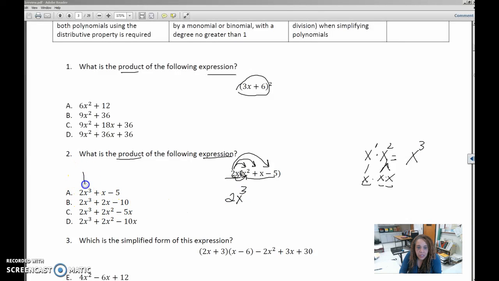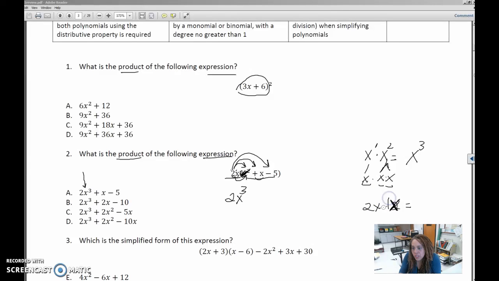Again, all my answers have that, so I'm going to keep going. Nothing I can't eliminate yet. And I'll come back here to 2x now. So we did that one. 2x times x. I'm sorry, this isn't x. Okay, 2x times x. Well, same thing.